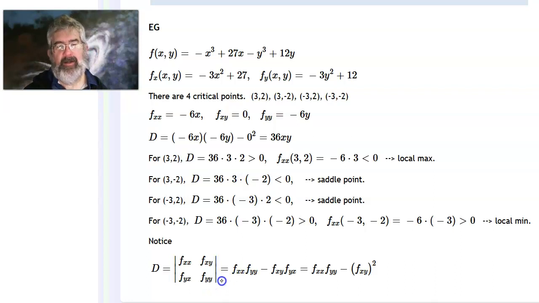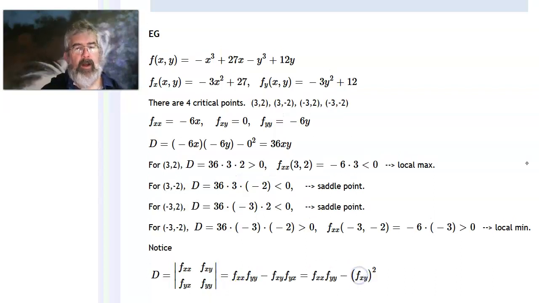Anyway, take that derivative. So there's one example of how you can use the second partial derivatives to determine whether your critical points are maxes, mins, or saddle points. Calculate that D, and then look, is D positive or negative? If it's positive, it's a max or min. If it's negative, it's a saddle point.